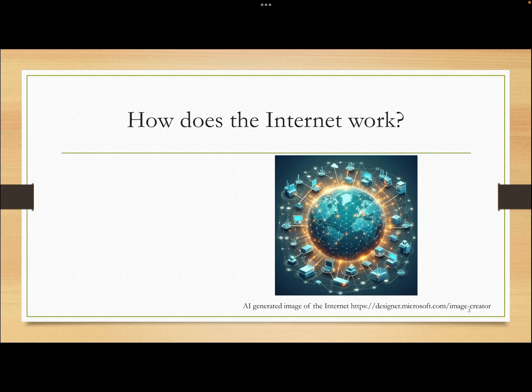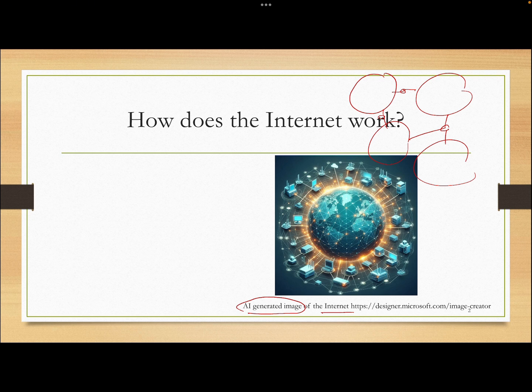Okay, and this is the AI generated image of the internet. So this is how the AI thinks of the internet. But basically, the internet is an internetwork, right? So you have many networks connected together, maybe by a router. So you may have them connected like this.